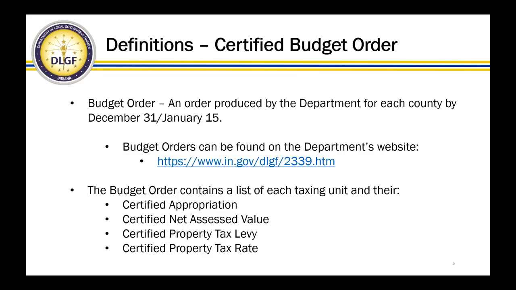Now, on the budget order, the information is really broken into four distinct sections. The certified appropriation, and what that represents is your spending authority for a given fund for a given year. The next column we'll see is the certified net assessed value.